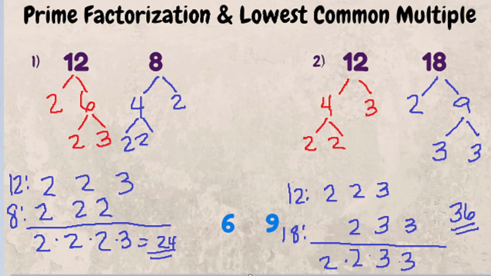So now that you've been through a couple examples, try this on your own. What is the lowest common multiple of 6 and 9? Leave your answer in the comments.